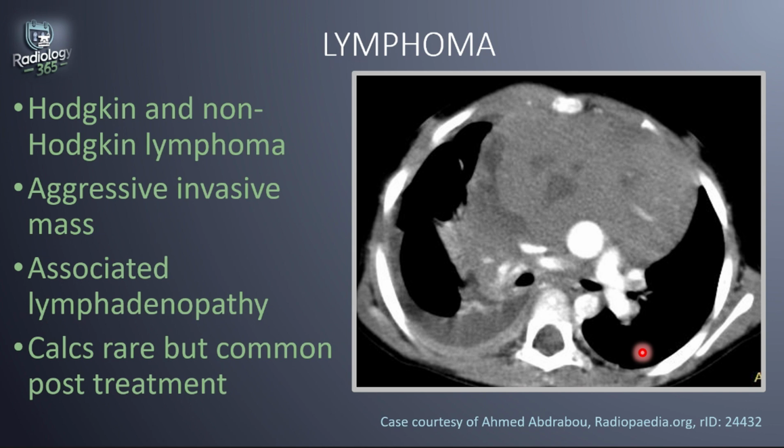Now to lymphoma. Both Hodgkin disease and non-Hodgkin lymphoma are important differential considerations for anterior mediastinal masses. A lymphoma often presents as an aggressive, invasive mass. There's usually associated mediastinal lymphadenopathy, which can be in the prevascular or the visceral compartments. In particular, internal mammary lymphadenopathy is very highly associated with mediastinal lymphomas. Calcification is rare in the untreated lymphomas, but after treatment, calcifications are very common.